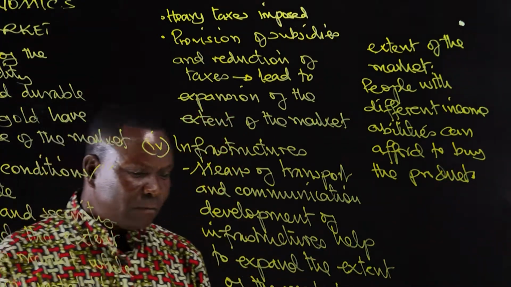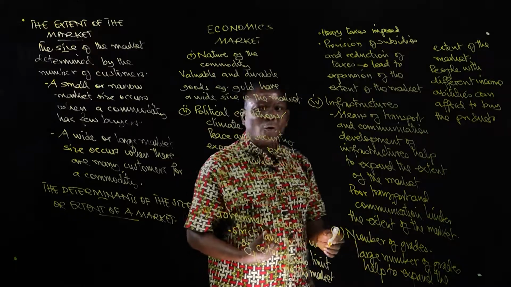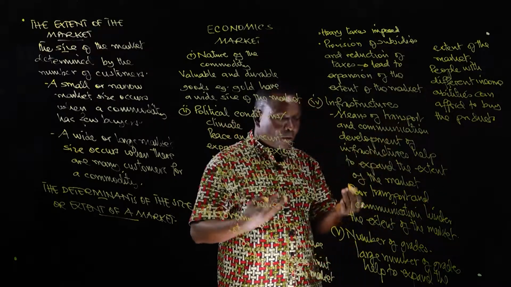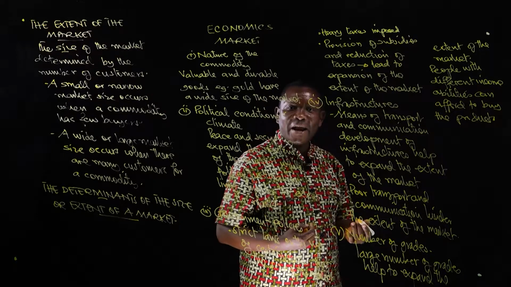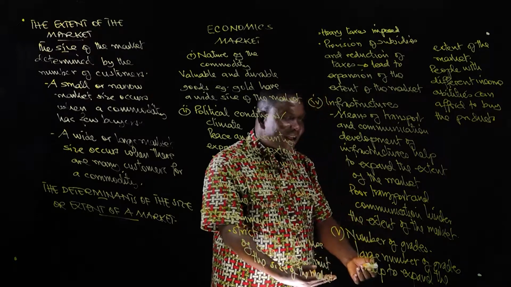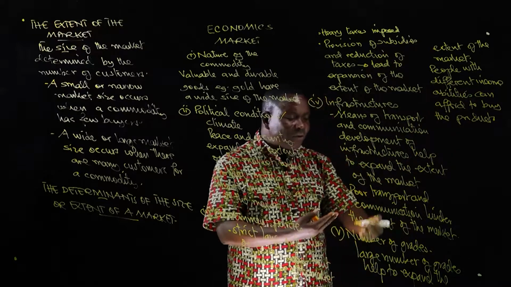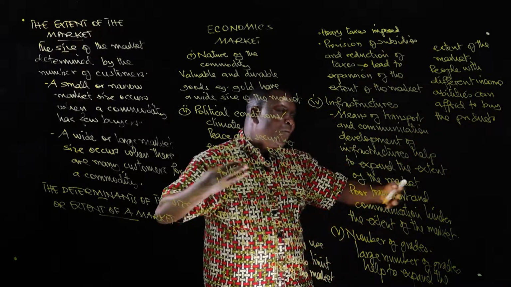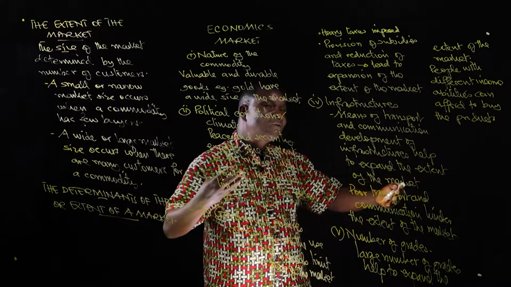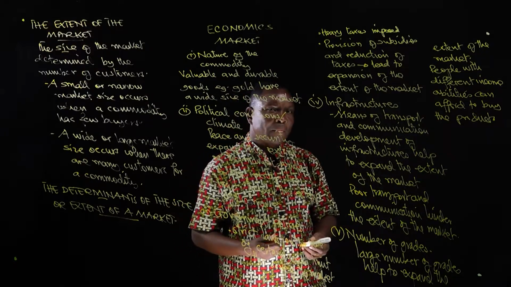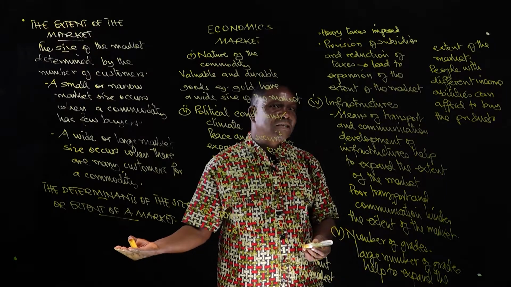Because normally, each grade will have its own price. So, for higher grades, the customers will be high income earners. And for lower grades, the customers will be the low income earners. So, a commodity which has a large number of grades tends to have a large number of customers. And therefore, the market becomes wide.